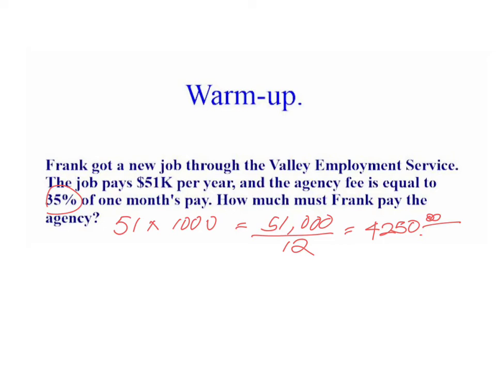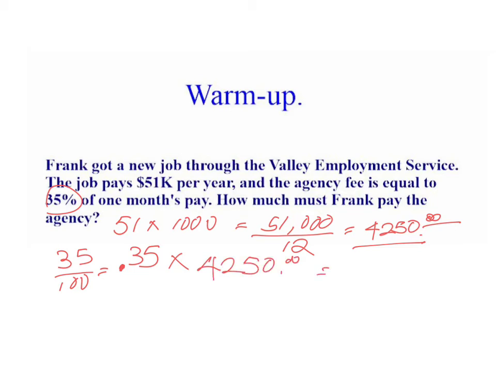decimal, which means we're doing 35 divided by 100, or we're going to remember that how I write 35 cents, which is 0.35, and then I multiply that by 1 month's pay, 4250.00. And that equals $1,487.50. It's a lot of money, but I guess it's worth it if you get a job.